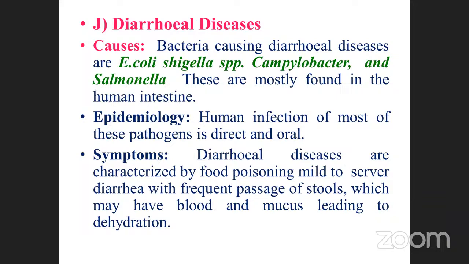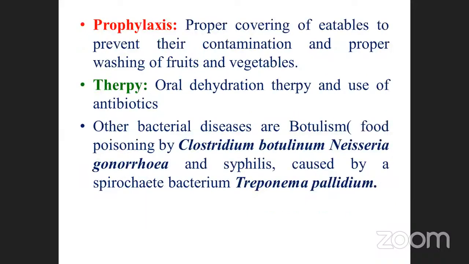Diarrheal diseases are characterized by food poisoning, mild to severe diarrhea with frequent passages of stools, which may contain blood and mucus, leading to dehydration. Not only dehydration, but blood and mucus also come out during the disposal of stools. So these are the diarrheal diseases.